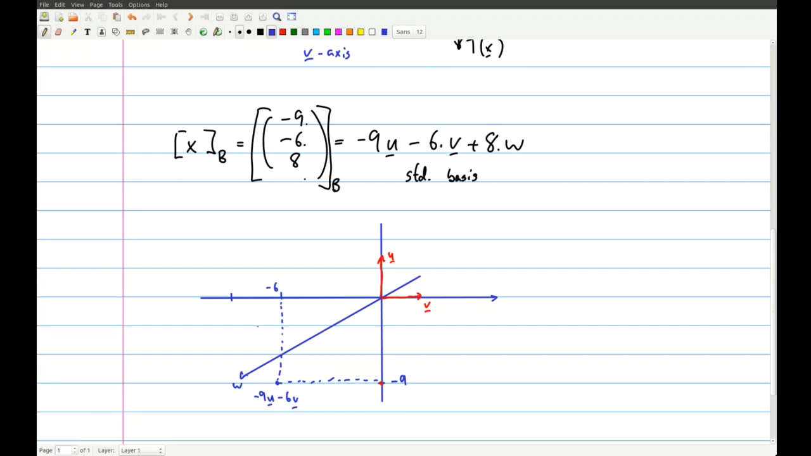So this is my w axis. There's w, and I'm going to have +8 of those. So maybe 8w. So I get that kind of.